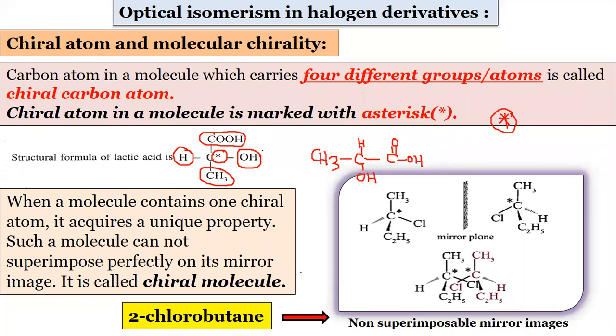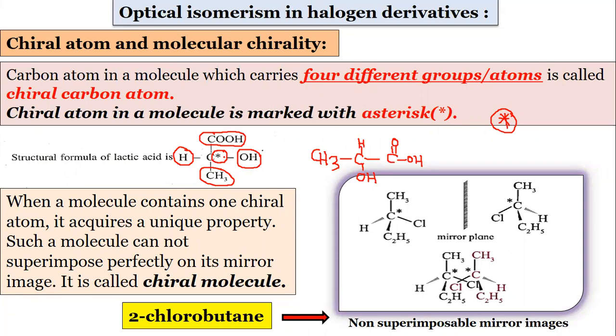So when a molecule has a chiral carbon, there is one property. A molecule having a chiral carbon has a unique property, called optical activity. Optical activity means that when a chiral carbon is present in the molecule, it is optically active. Now I will explain what is optically active.